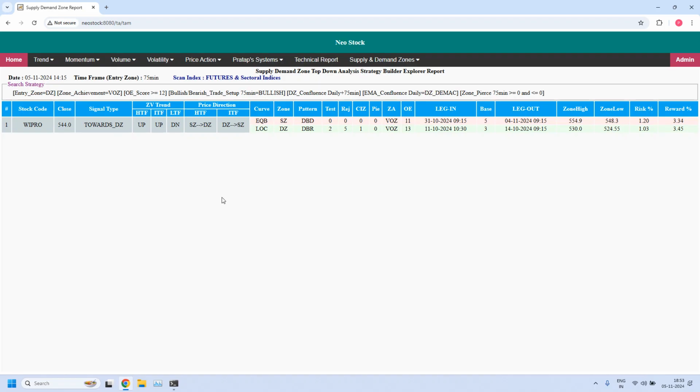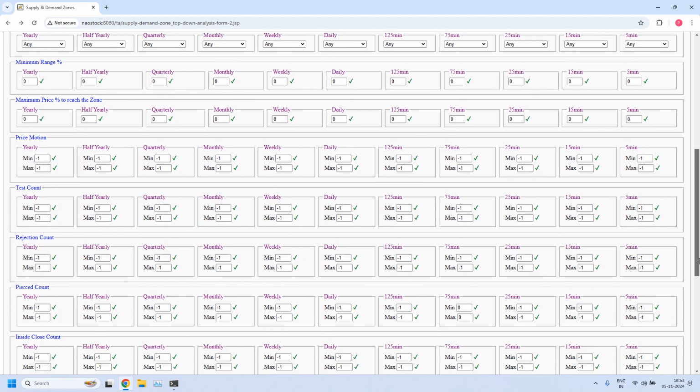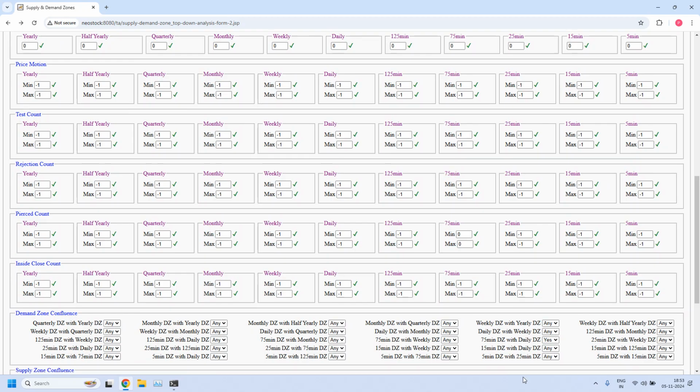Okay, next let us look for LTF, ITF and HTF zone confluence. I am removing the EMA filter. We need to set 3 filters for LTF, ITF, HTF demand zone confluence. Already 1 filter is enabled, daily with weekly. Next, daily demand zone with monthly demand zone confluence, and also weekly demand zone, sorry, something is missing here. Sorry for my mistake. This is 75 with daily, which is enabled.